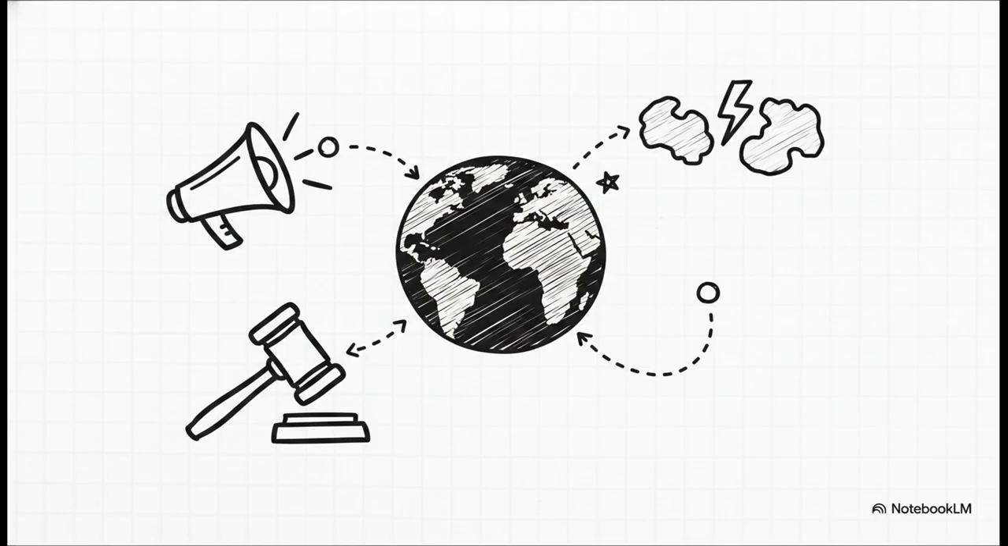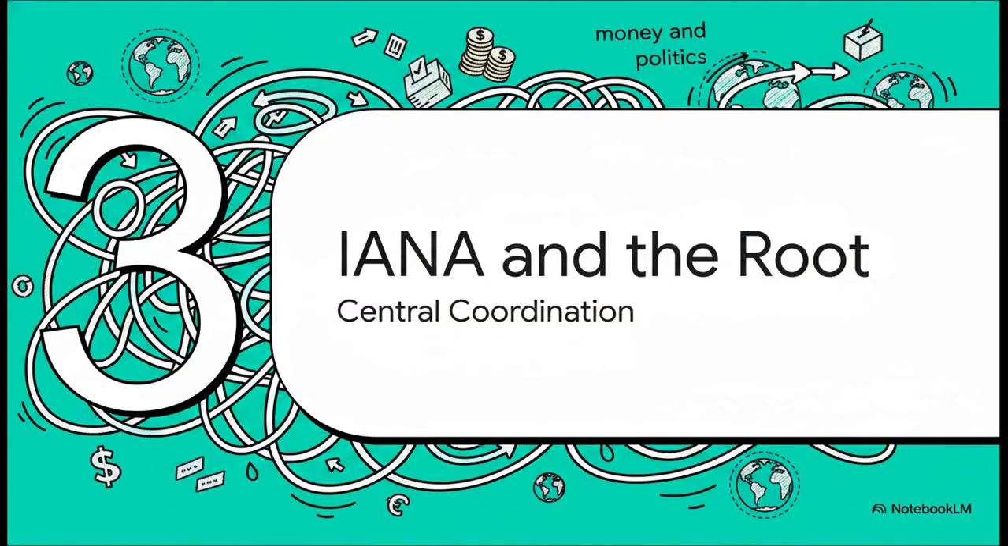So the DNS isn't just a bunch of servers. It's the digital manifestation of all our physical world's complexities. So with all this money and all these politics swirling around 170 million delegations, how is this not just complete and total anarchy? Well, that brings us to Section 3, IANA and the root.